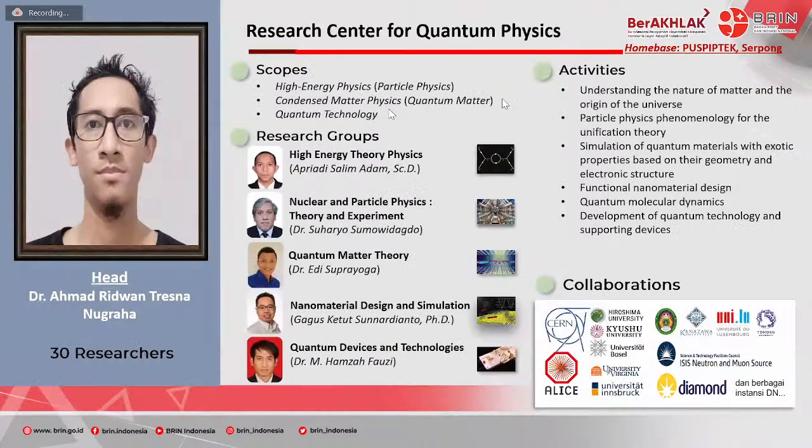So next, the research center for quantum physics. In this research center, we have research not only in theory, but also in experimental. We have 5 research groups here, including high energy theory physics, nuclear and particle physics, quantum matter theory, material design and simulation, and quantum device and technology.